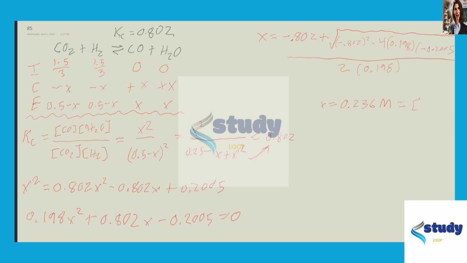So that's the final concentrations of CO and H2O, since they are both just X in our equilibrium row over here. To calculate the other two, we take 0.5 minus X. That gives us 0.264 molar. So that's the concentrations of CO2.